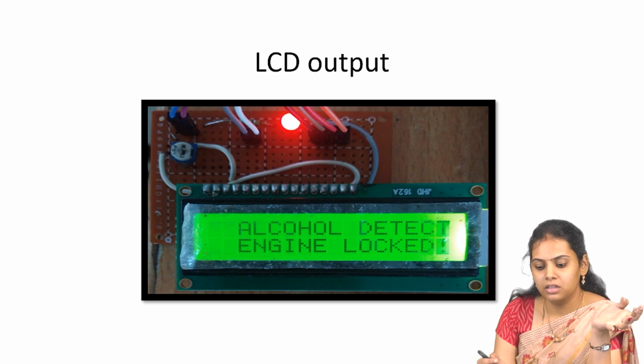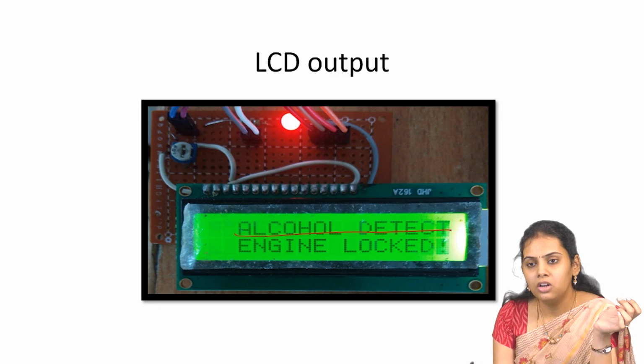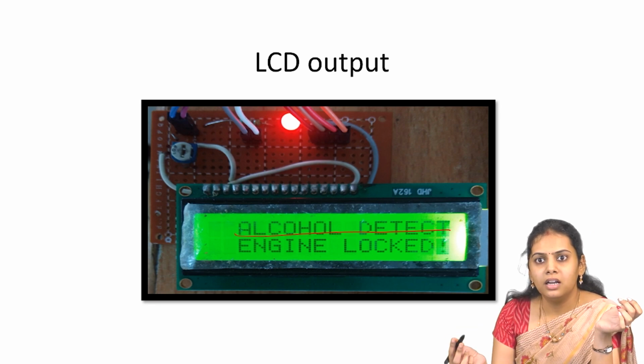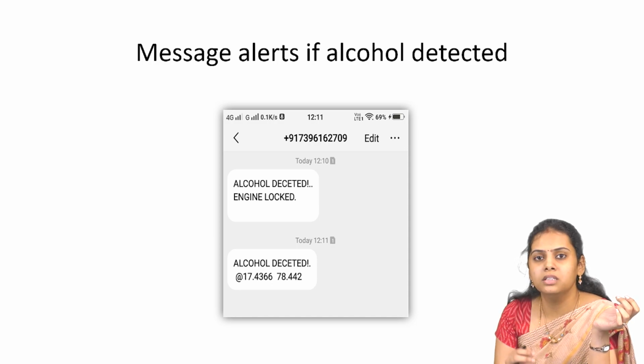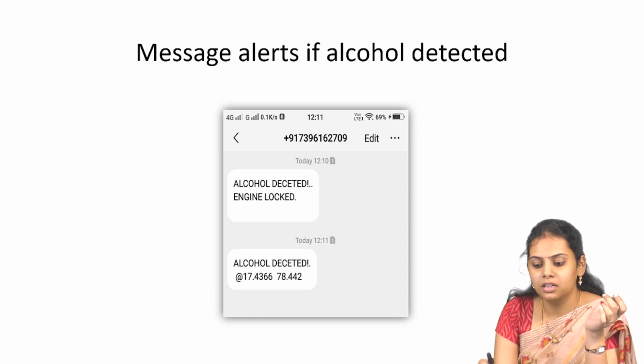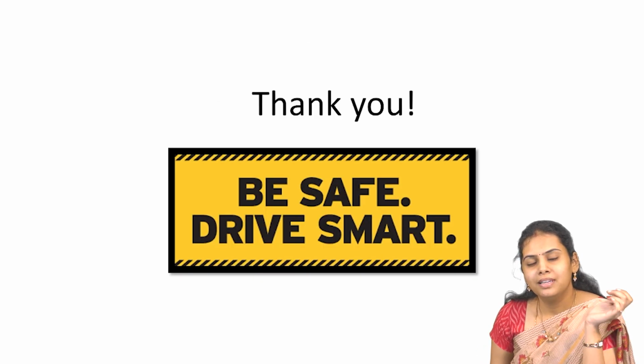Why is the engine locked? As alcohol is detected, the engine is locked. Alcohol not detected, engine started. When the engine locks automatically, this message will be sent to the concerned persons. This is a very simple project, but it has a huge influence in real time.